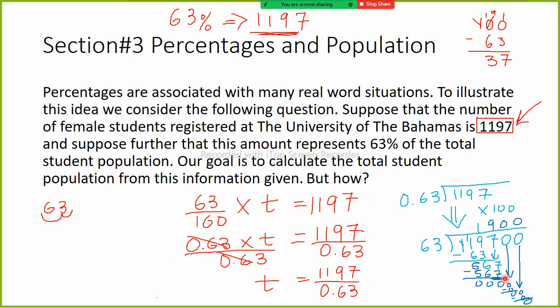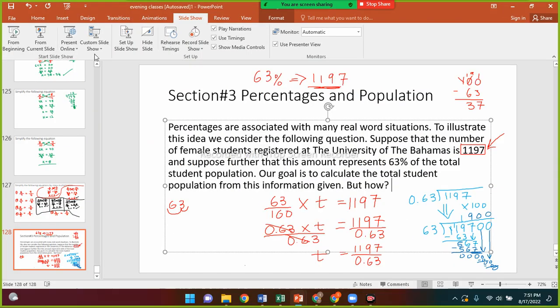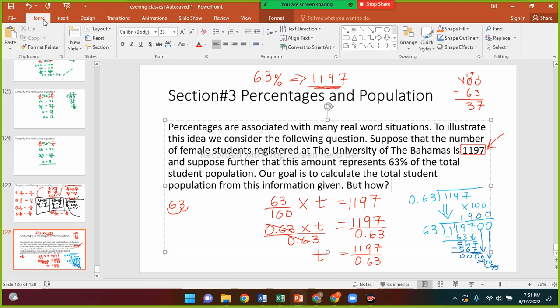Okay? So let's look at another question so you can understand how to do it. The only thing is you have to be able to divide by 63 whatever number I give you. All right, so let's do another question. So this is Example number 2.